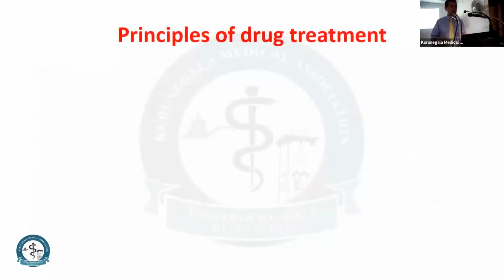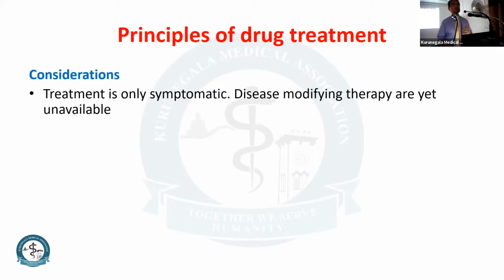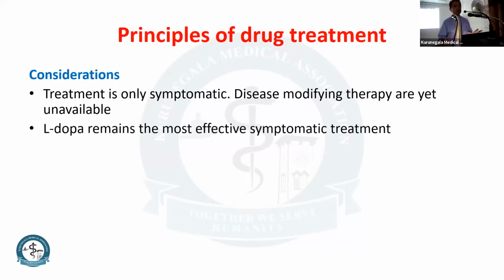Now, with all these drugs, how do we use them? What I'm going to give you is only the principles of treatment, because we cannot go through each individual treatment. A few considerations. First and foremost, the treatment is only symptomatic. None of these medications are disease modifying. They do not change the course of the disease. With time, the disease will progress, because this is a progressive disease. Levodopa remains the most effective symptomatic treatment. I told you levodopa is the precursor to dopamine. And of that whole list, the most effective treatment is levodopa.